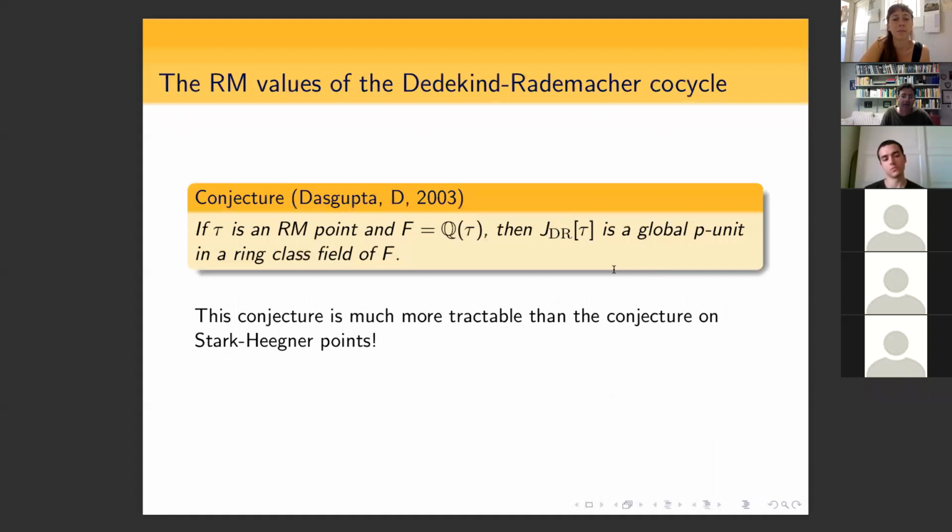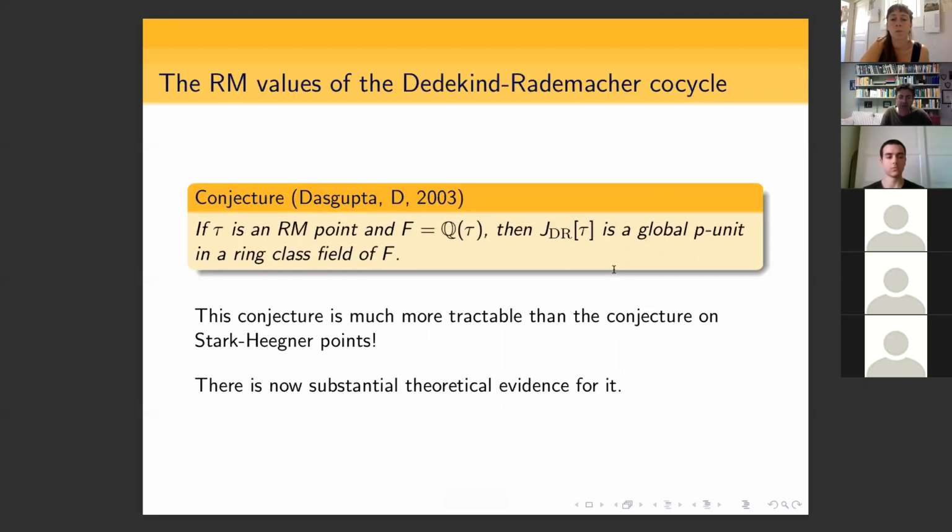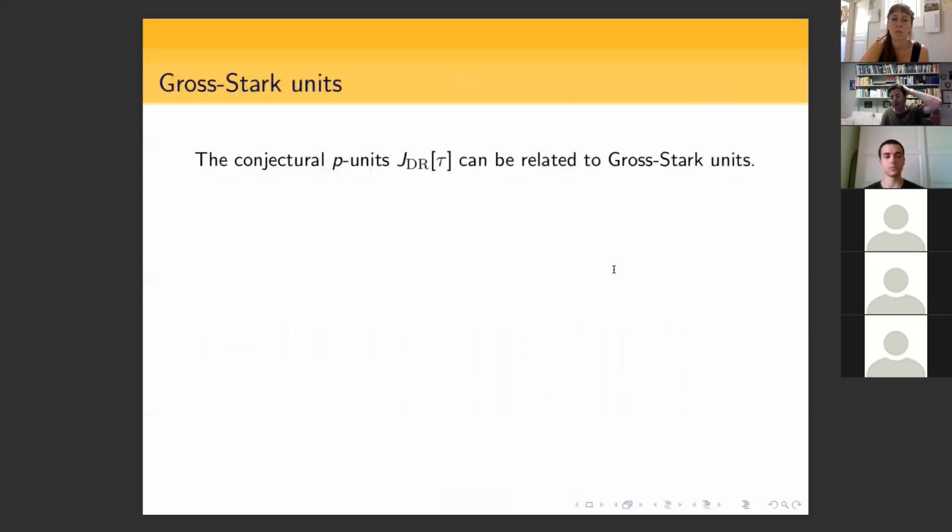And the main point I want to make now is that this conjecture is much more tractable than the conjecture on Stark-Heegner points, for which we have relatively less theoretical evidence. And there is, in fact, now substantial theoretical evidence for this conjecture. And I want to talk to you now a little bit about why that is and what are the basic structures that allow us to prove non-trivial results in this direction.